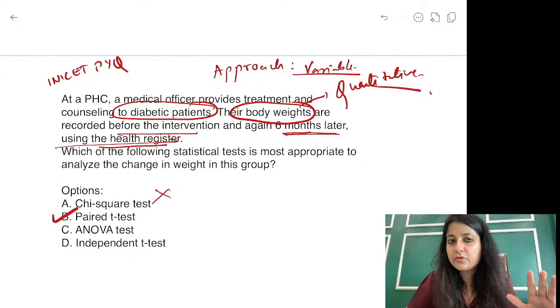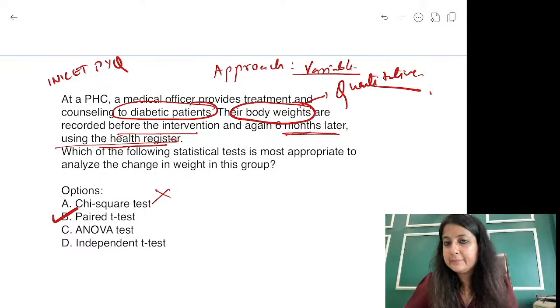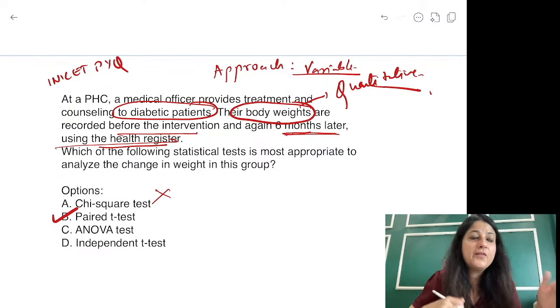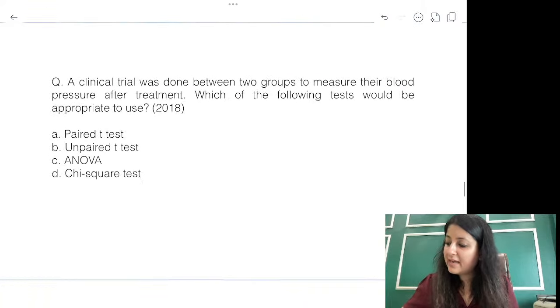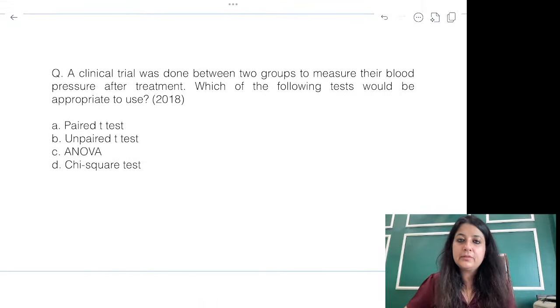Just follow my approach. Quantitative, qualitative. Quantitative, parametric. 1 group, 2 group, more than 2 groups. 1 group before, after intervention. ठीक है? और questions देते हैं. Try out this one. First try this one.